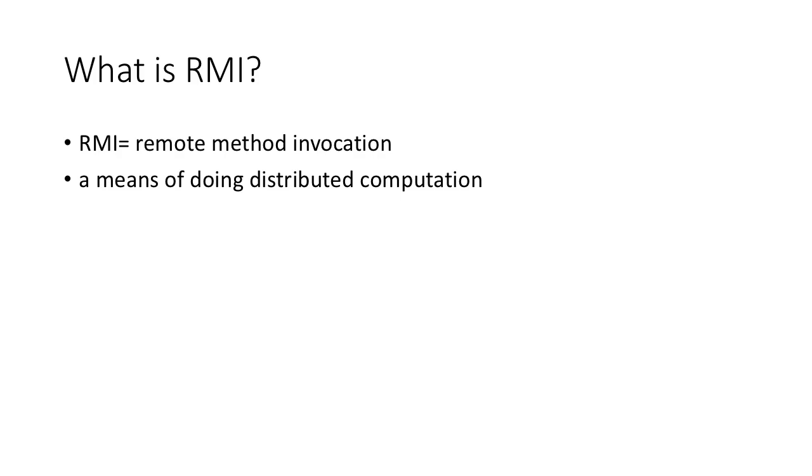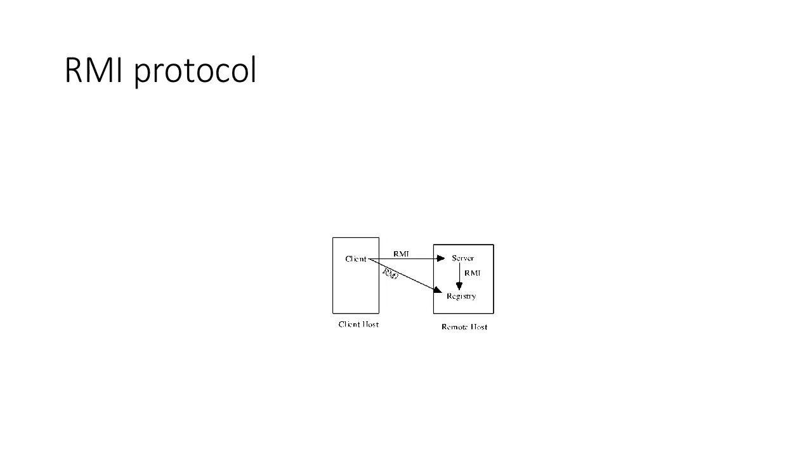RMI is a mechanism for doing distributed computation. This is true concurrent computing. That means two things can happen at the same time, as opposed to multi-threading, which simulates concurrency, or multitasking, which is another way to simulate concurrency. This is true concurrency. With RMI, typically what you have is a client that uses an RMI invocation to a remote host. And the remote host typically runs some sort of a registry which registers its services, and RMI is used to discover those services in the registry and then can make direct invocations to the server.